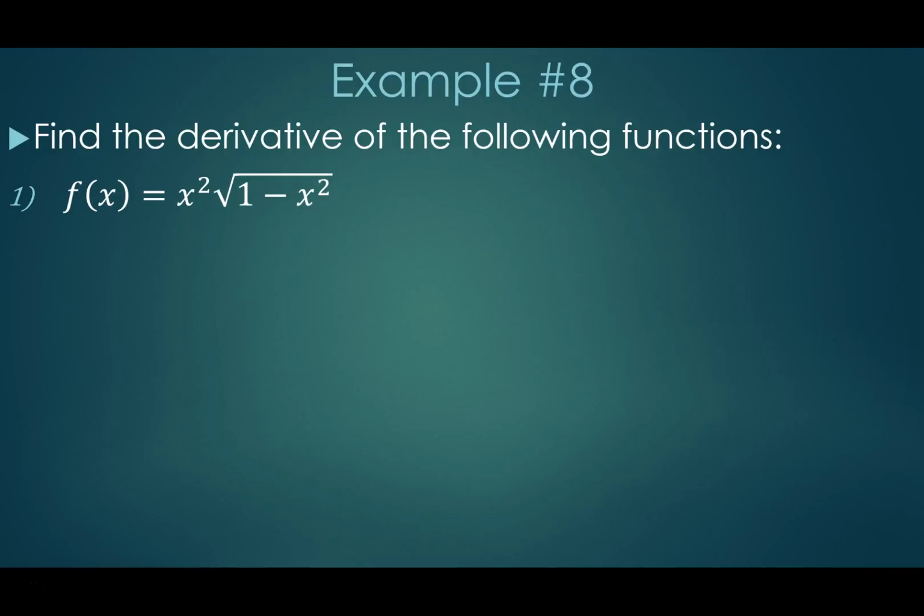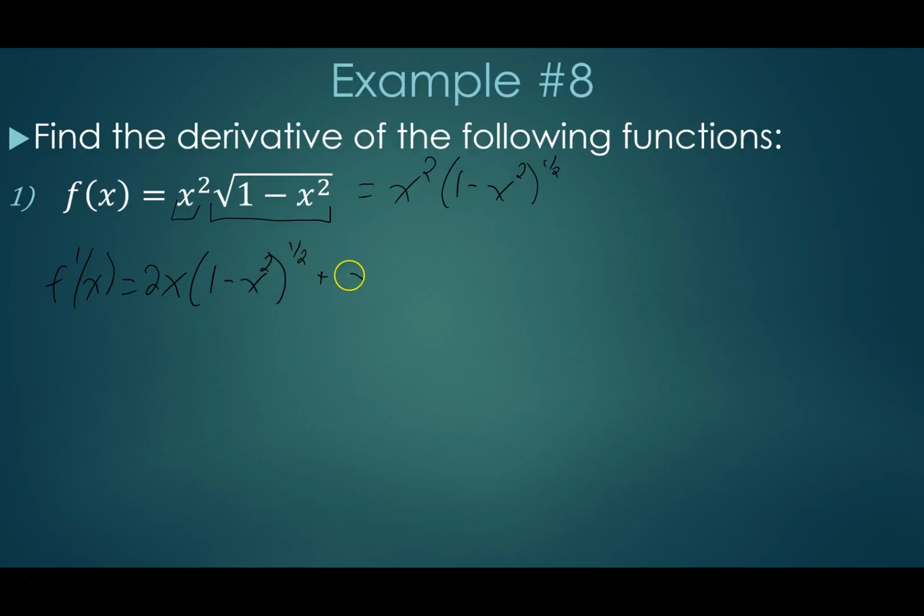This right here is an example of how I'm going to use the product rule to combine with our chain rule, because I have two separate functions. I have x squared, and I have the square root of 1 minus x squared. So first off, again, I should write them as powers. So I have x squared times 1 minus x squared to the 1/2 power. So from here, I do the derivative of the first part. The derivative of x squared is 2x, so it's 2x times 1 minus x squared to the 1/2 power.